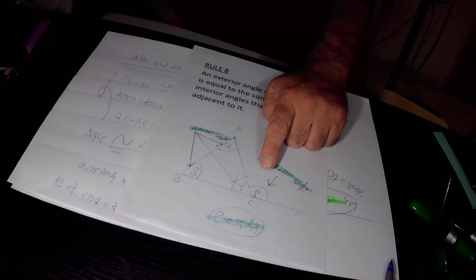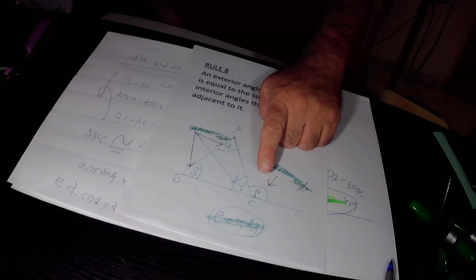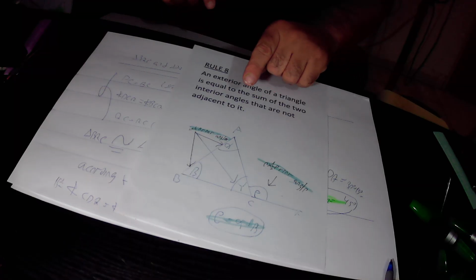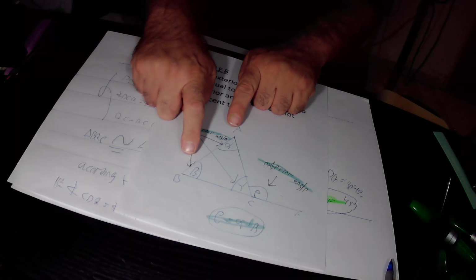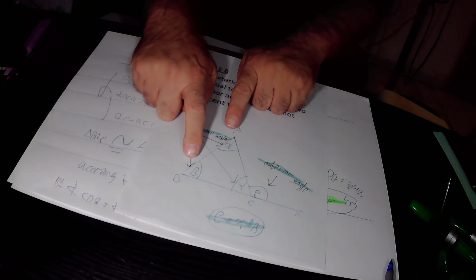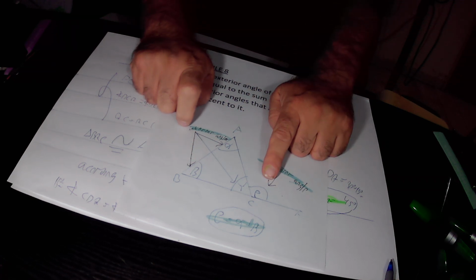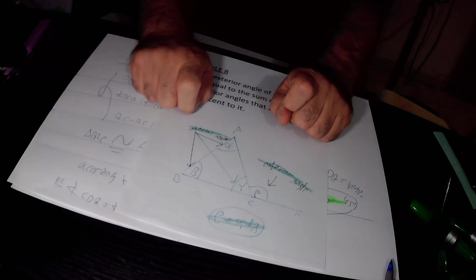The size of this external angle E equals the sum of the two interior angles that are not adjacent to it. Angle gamma is definitely adjacent to angle E. Those are the two other interior angles that are not adjacent to angle E. According to this rule, the size of angle E is equal to the sum of the two interior angles that are not adjacent to it. That is to say, E equals alpha plus beta. So the size of this external angle E equals alpha plus beta.